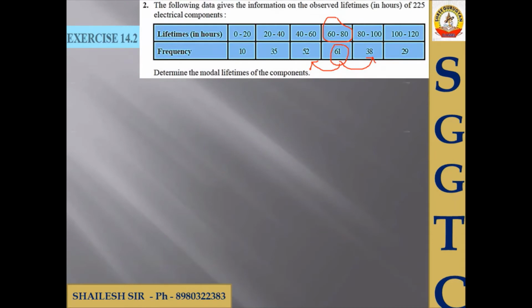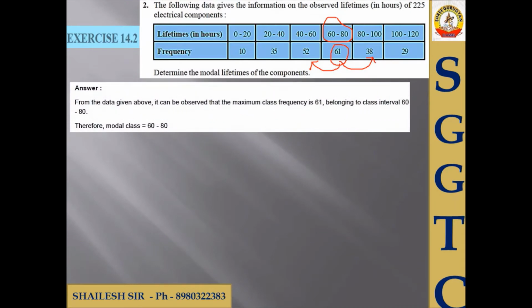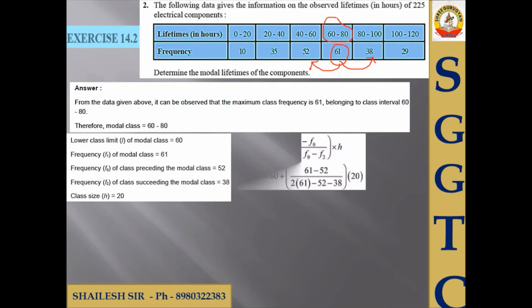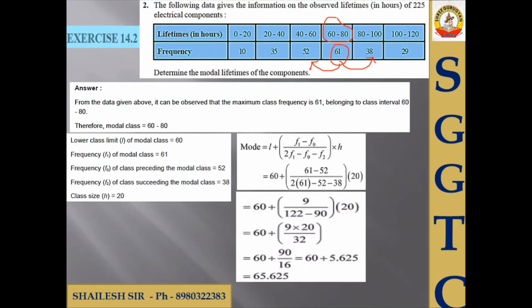Next, question 2 of exercise 14.2. Find the mode of the lifetime of the components; the lifetimes and frequencies are given. Before starting this sum, students, what is the highest frequency given in your question? Yes, 10, 35, 52, 61, 38, 29. Yes, it is 61. So you just find the preceding and succeeding frequencies, and these declare the modal class, which is 60 to 80.